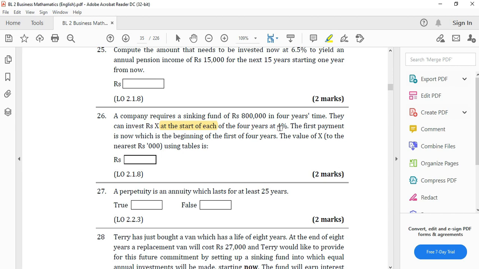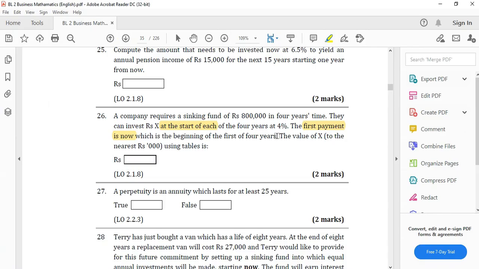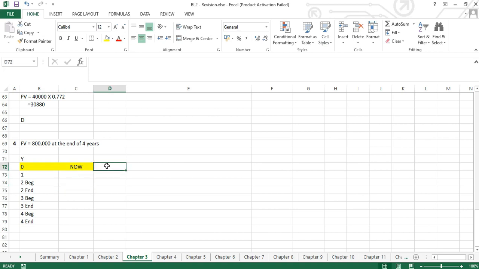X is invested at the start of each of the 4 years. The first payment is made now. That means now means what? Year 0. Remember, if they say now, it means it is year 0, which is the beginning of the first of the 4 years. They want the amount that we are going to invest at the beginning of every year. So basically we will be investing X in year 0 today, and at the beginning of year 1, year 2 and year 3.